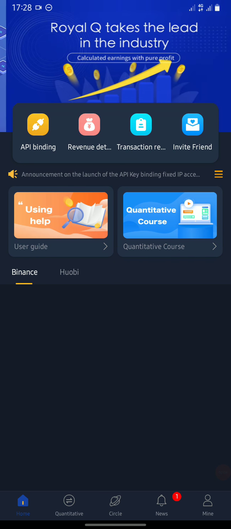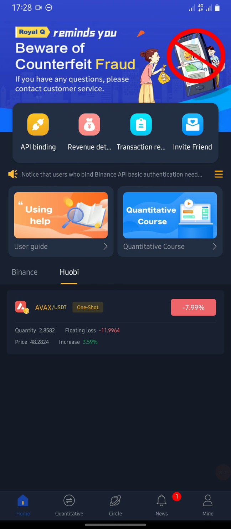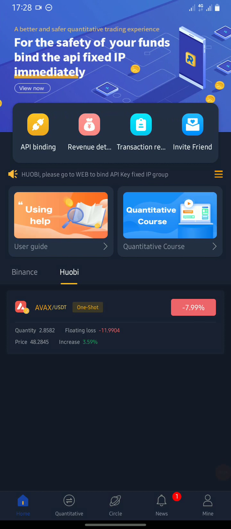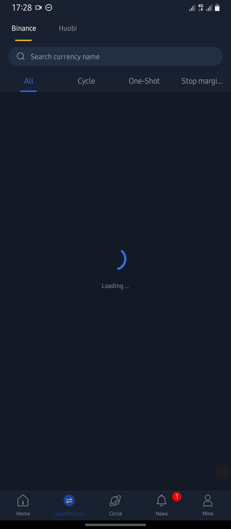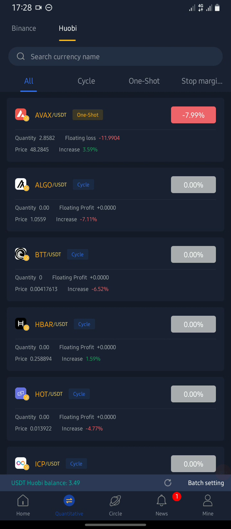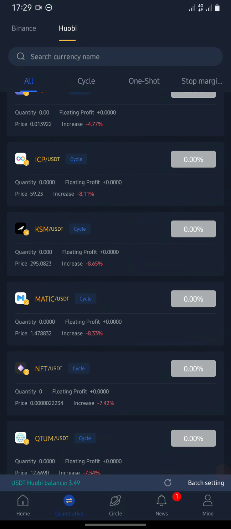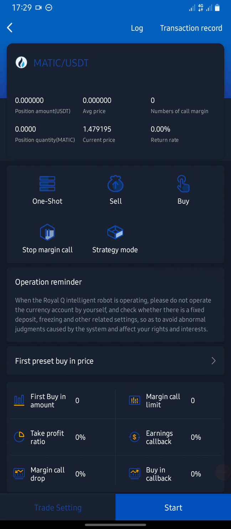I'm going to use Hobby for this class today, and you can see I'm trading AVAX now, and it's really in the dip, but it's fine because that's the joy of the robot. It helps me to buy the dip. For today I'll just pick a random coin. Let me see what coin I can choose. Okay, let me go with Matic. All right, now you can see it's fresh.